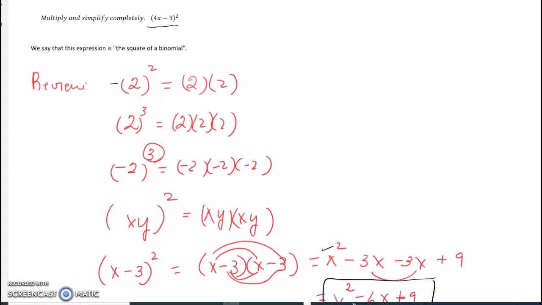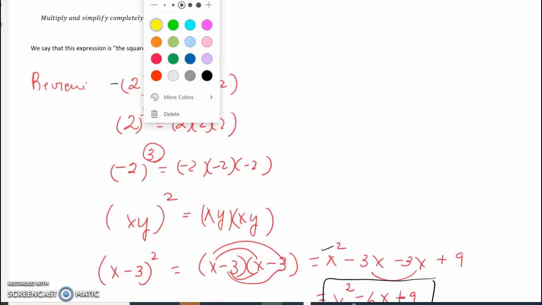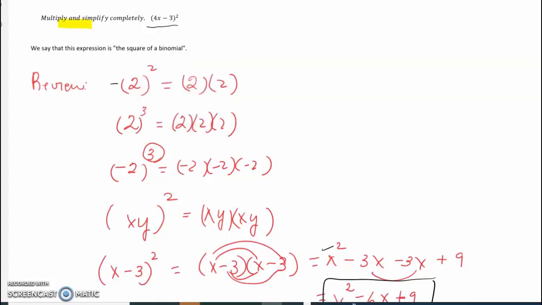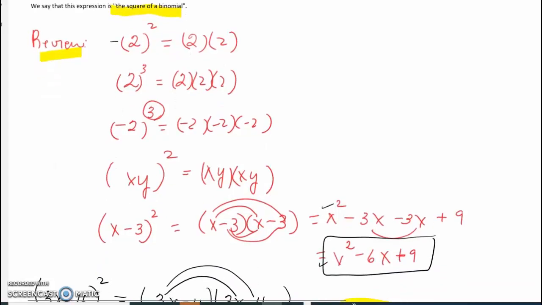Hello. In this problem, you're asked to multiply and simplify completely this expression, which actually is called the square of a binomial. But before we begin, let's review the rules for exponents.